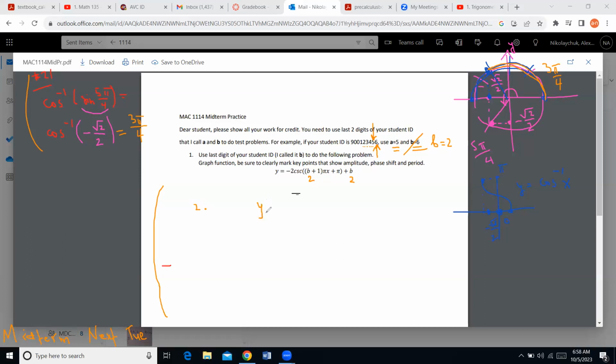So we're going to end up graphing something that looks like negative 2 cosecant of 3 pi x. Notice that when I add 2 plus 1, I get 3. And then plus pi and plus 2. So this is what I need to graph. So let us do this. The way we graph these functions is we utilize the fact that the cosecant function is 1 over sine.